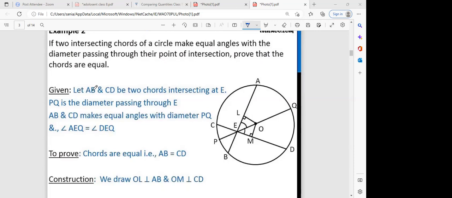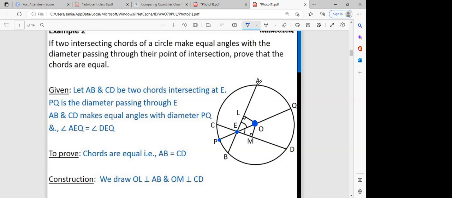See, it's saying let AB and CD be the two chords. This AB and CD are intersecting at this point, right? So at point E, PQ is the diameter. This P and Q, see, again it is touching 2 points, but it is passing through the center. So that's why it is a diameter. Then AB and CD make equal angle with diameter PQ.